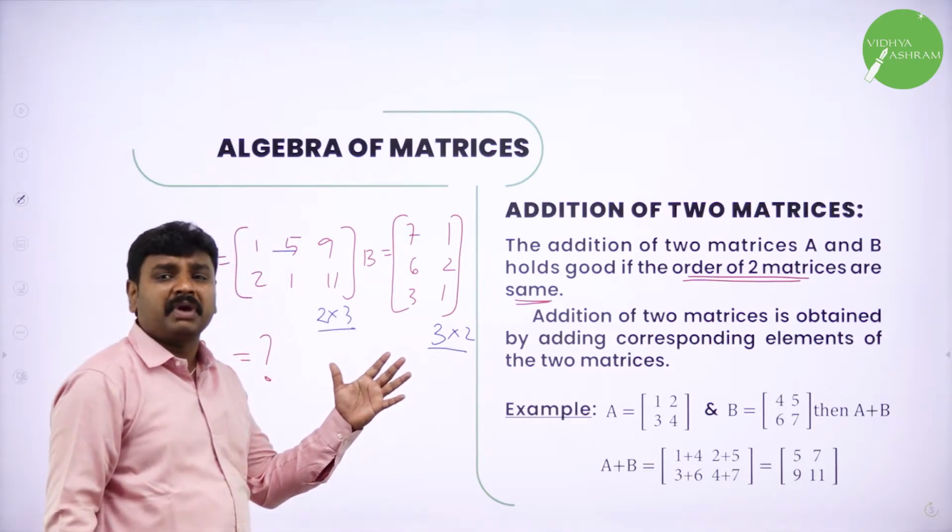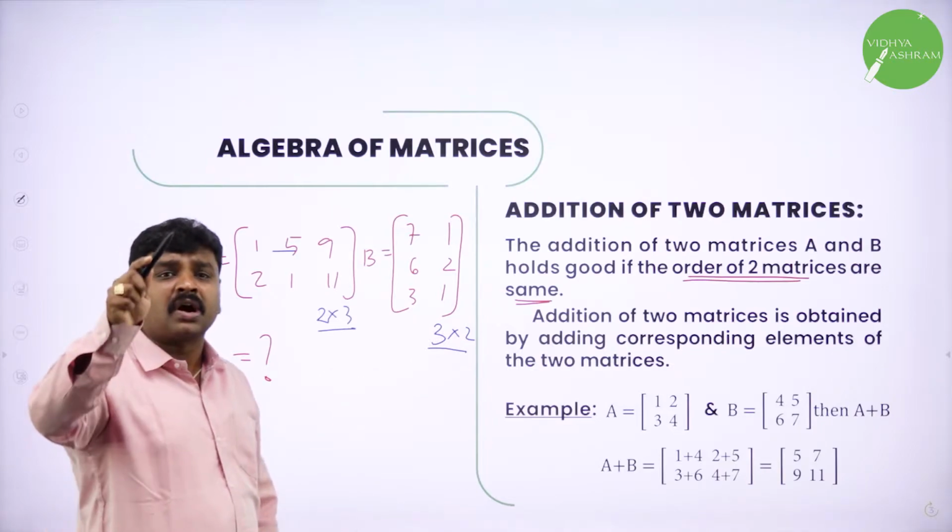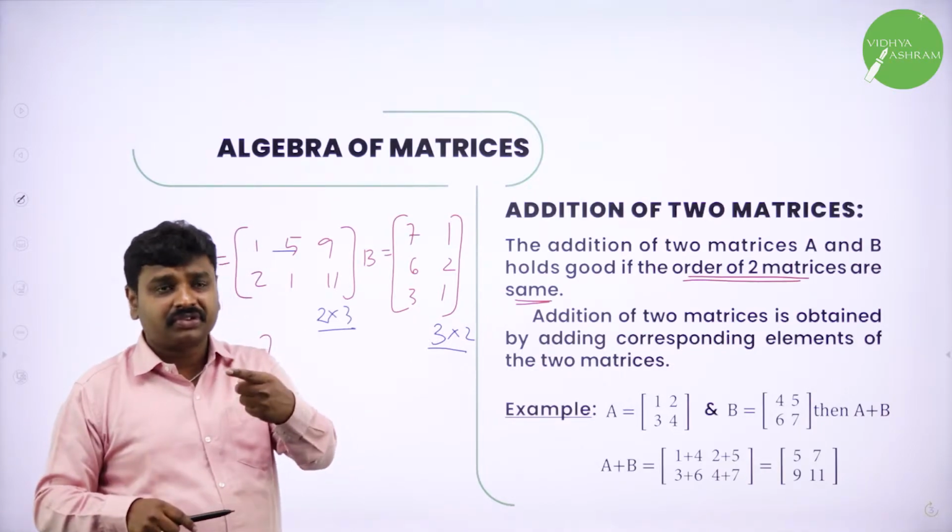Order is not same. What is meant by order? Yesterday I taught you. Order means what? Number of rows into number of columns. How many rows?